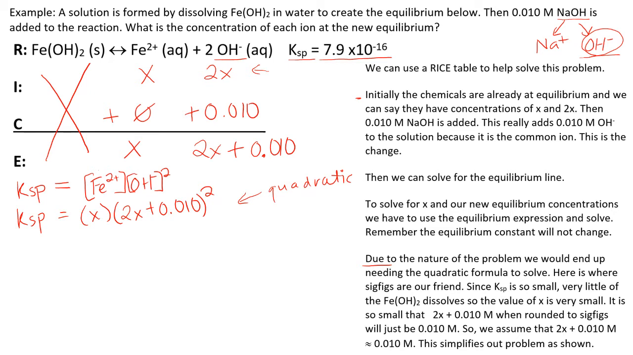So down here, if we had this very small value and we added 0.010 to it, a much larger value, and we rounded to significant figures, this term, 2x plus 0.010, would really just equal that 0.010 when we rounded to our significant figures. So that means we can simplify our equation to x times 0.010 squared. Now let's plug in our Ksp value.